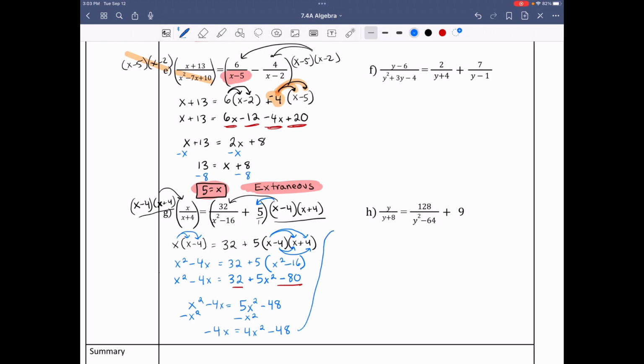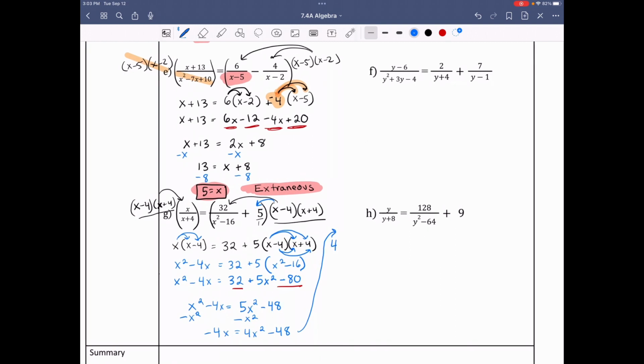Running out of space, I'm going to come up here. I'm going to add the 4x to this side over here. I don't want to confuse you. So then I have 0 equals 4x squared plus 4x minus 48. This would be kind of hard to factor if I was doing the AC method, but I do notice that there's a GCF of 4. So I'm going to factor out a 4: x squared plus x minus 12.